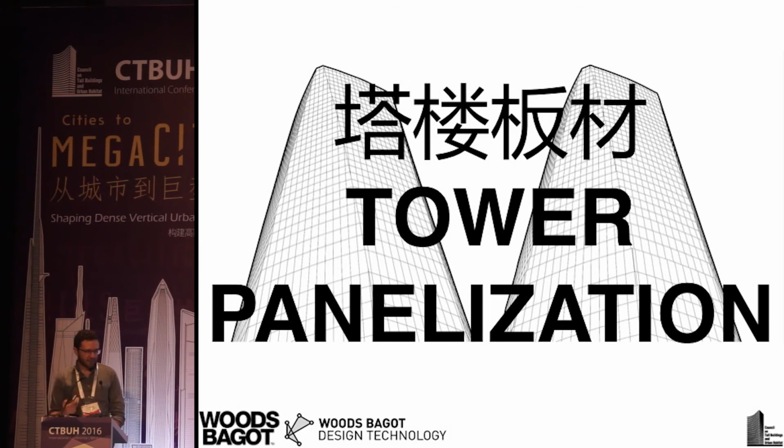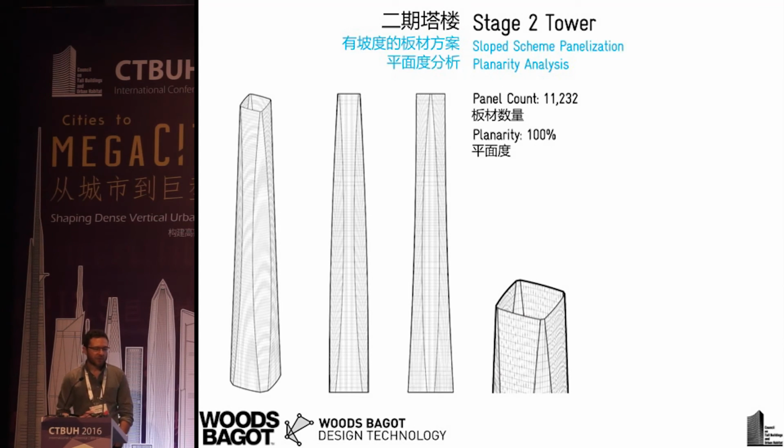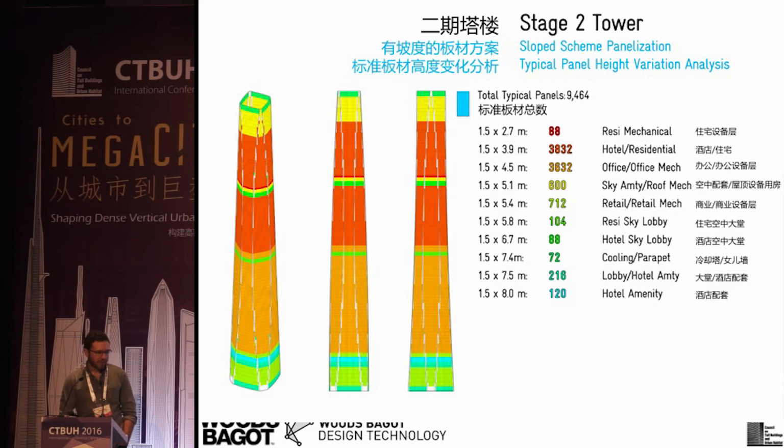And then after the form comes the tower panelization. So part of the reason we're rationalizing the form is so we have less variation in the panel. So we can still make this ambitious form, but not have a lot of variation, which reduces the cost of manufacturing. And in order to properly anticipate the cost of manufacturing, you have to work very early with your consultants. We were lucky to work with the facade consultants very early on to get some sense of where we needed to go.